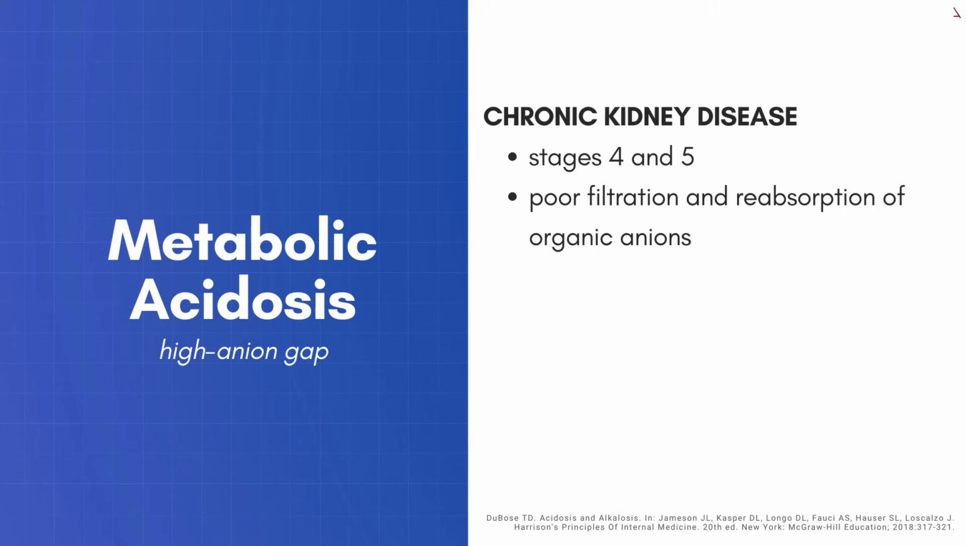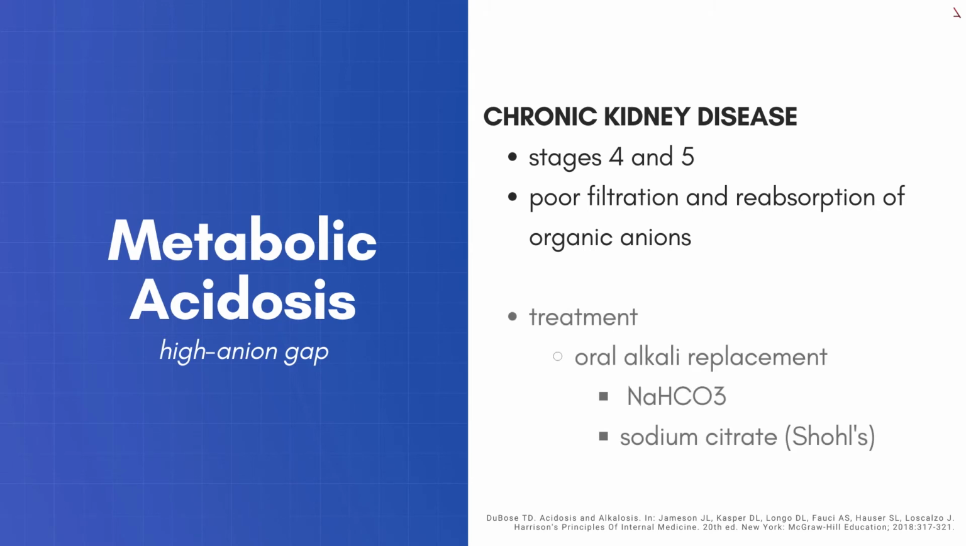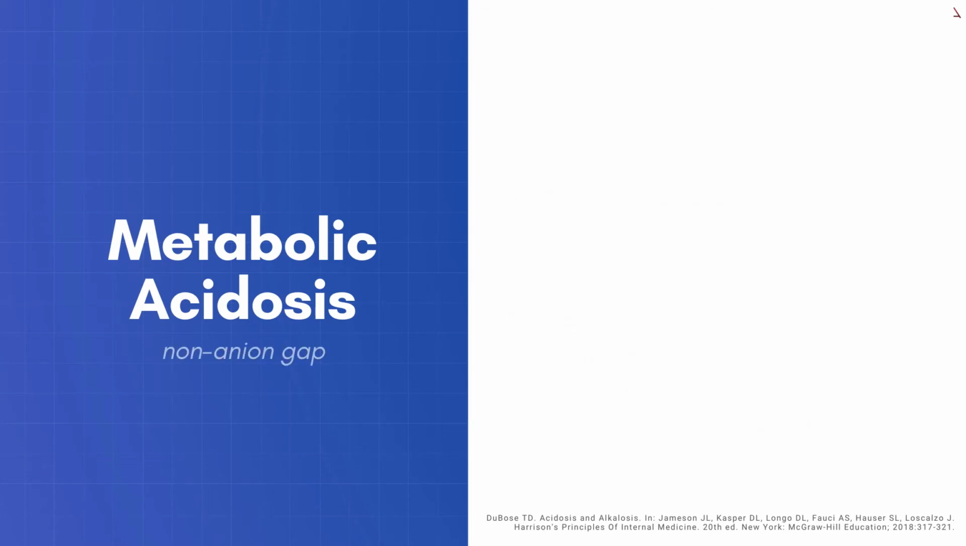The pathophysiology behind this is poor filtration and reabsorption of organic anions. So in chronic kidney disease, the number of functioning nephrons become insufficient to keep pace with net acid production. So the treatment for this are oral alkali replacement to maintain bicarbonate to approximately normal values. Sodium bicarbonate tablets may be given, or sodium citrate or Scholl's solution. So we go next to non-anion gap metabolic acidosis.